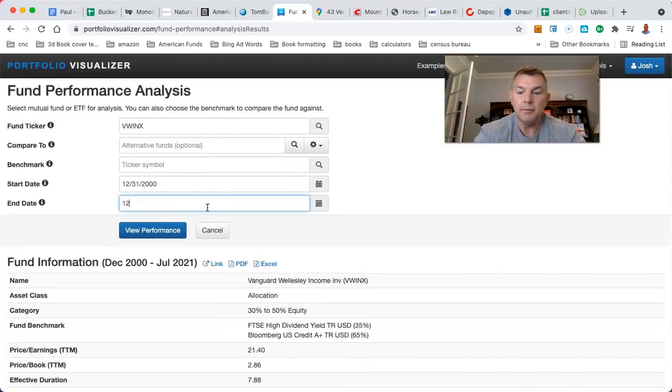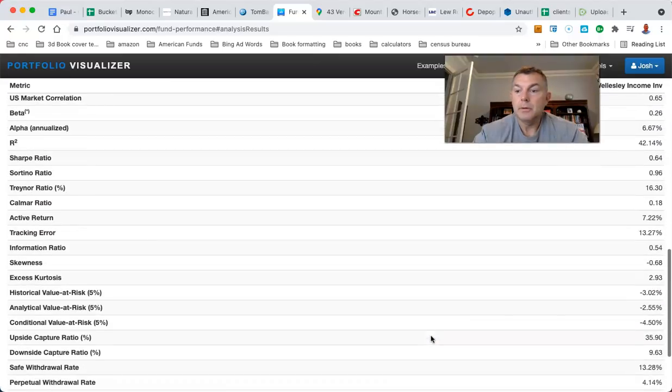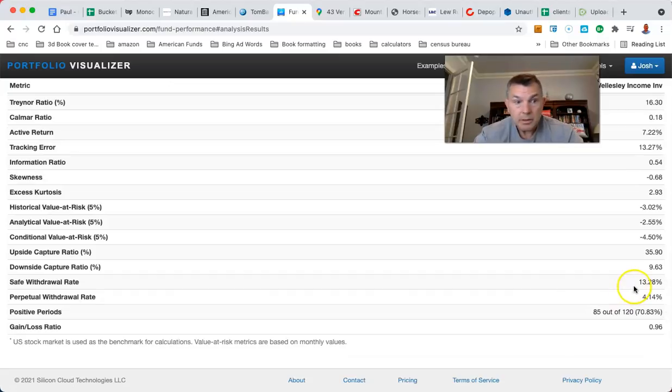All right, so we're going to go to 12, 31, 2009. So let's go to 1/1/2009. 01, 01, oops, 01, 01, 2000. There we go. And see what our safe withdrawal rate was there. Wait, hold on a sec. 13.28 for those 10 years. So that makes sense. I mean, I only got 10 years, man. You see what I'm saying? So in 10 years, like, yeah, I could have taken 13.22 and I'd have been fine.